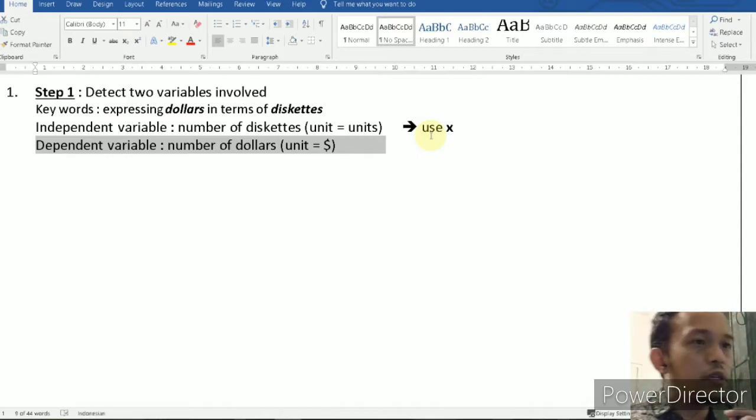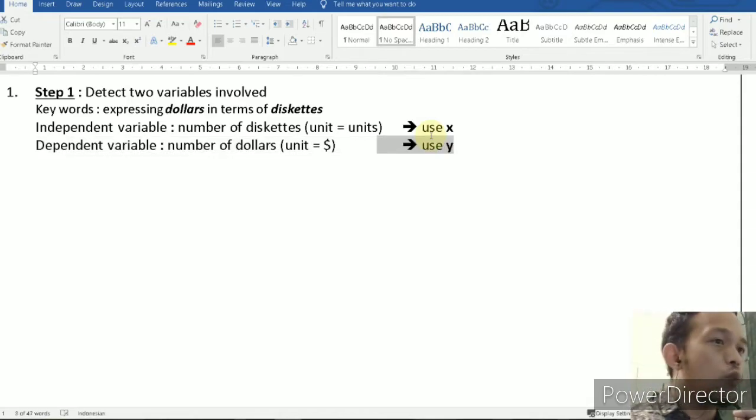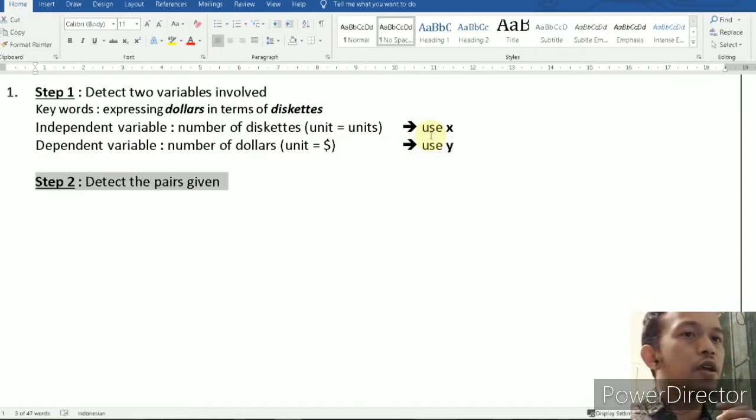The unit will be in dollars, and I will use y as the dependent variable. This is the first step that you need to do with all your work on the homework, on the assignments, on the assessments. And then step 2, detect the pairs given. Since we are using a linear function, of course, at least we need to know the slope and one known pair, or at least we know two known pairs.